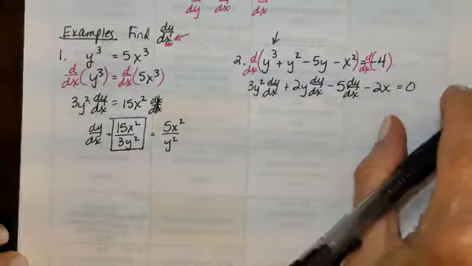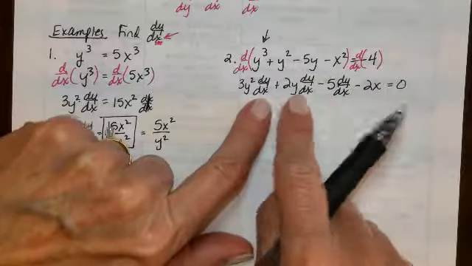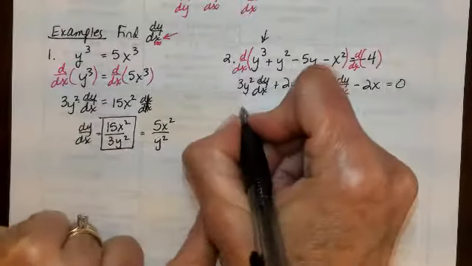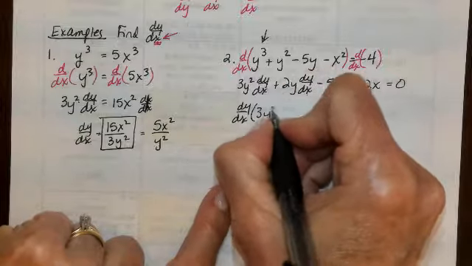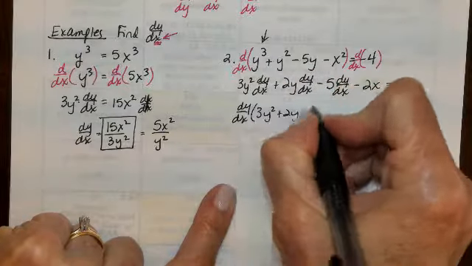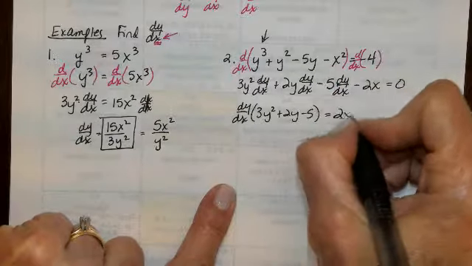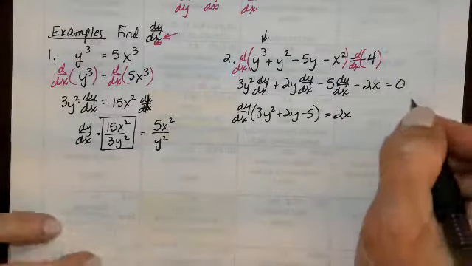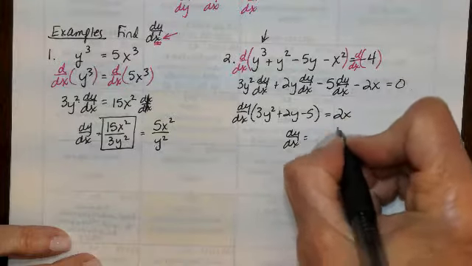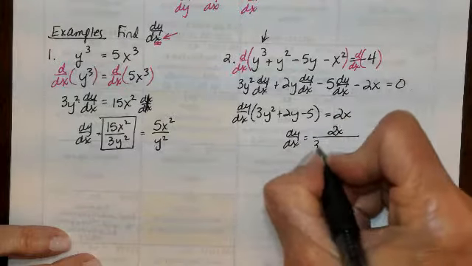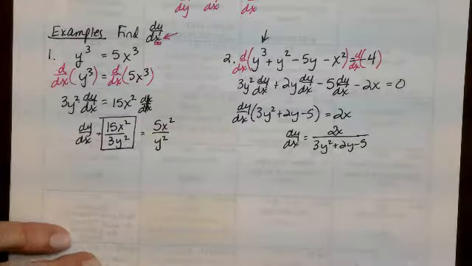Okay? Now we have to solve this for dy dx. So the terms with a dy dx, I'm going to factor out a dy dx from those terms. This negative 2x I'm going to take to the other side. And then just divide by what is with your dy dx. So dy dx is equal to 2x divided by 3y squared plus 2y minus 5. And that's it.